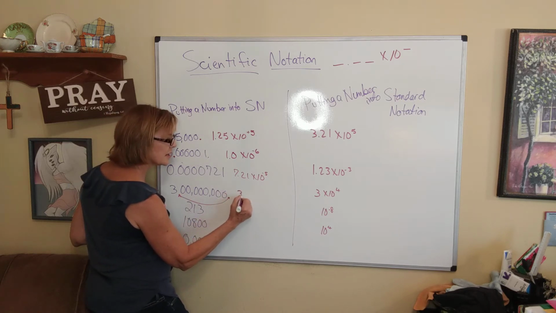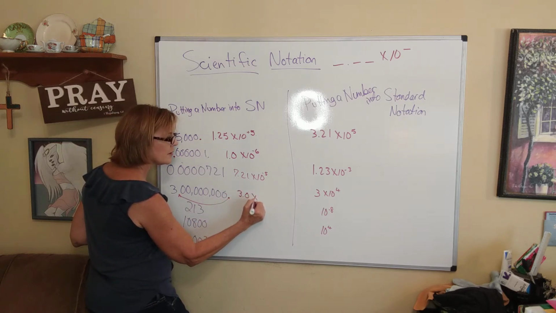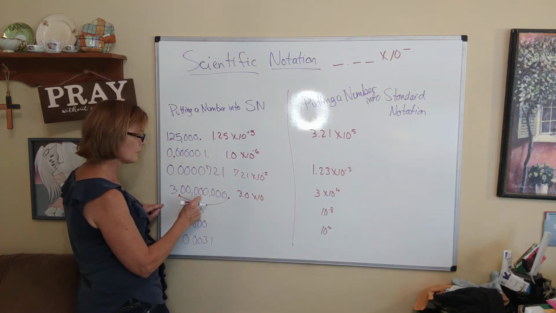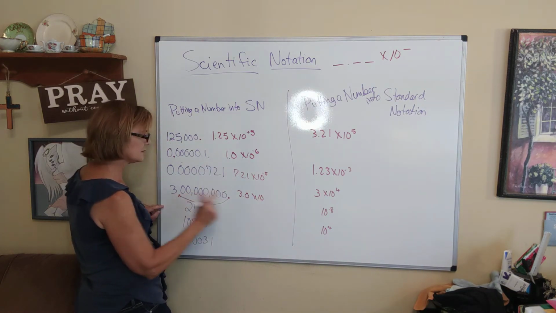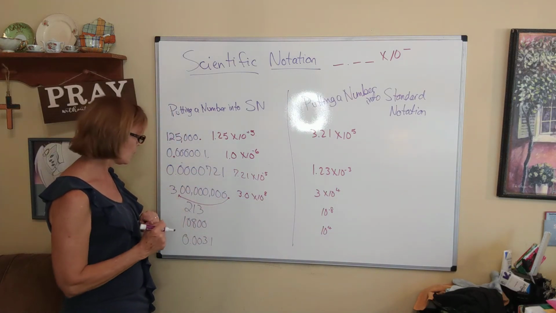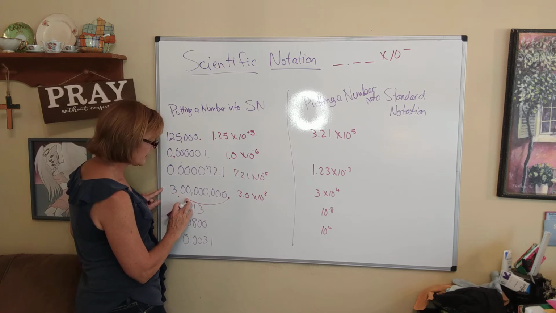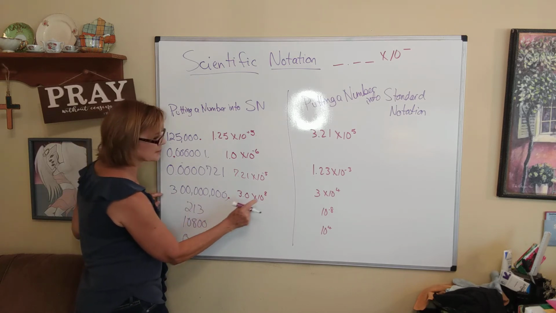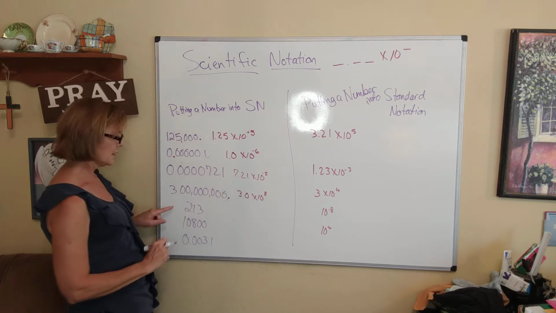So in scientific notation, it'll be 3.0 times 10. Now I count. 1, 2, 3, 4, 5, 6, 7, 8. Then I decide, positive or negative. Well, 300 million is bigger than 3, so this is going to be positive.